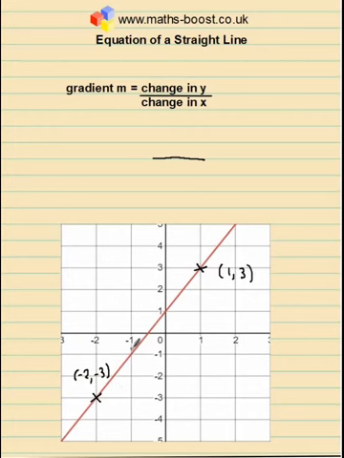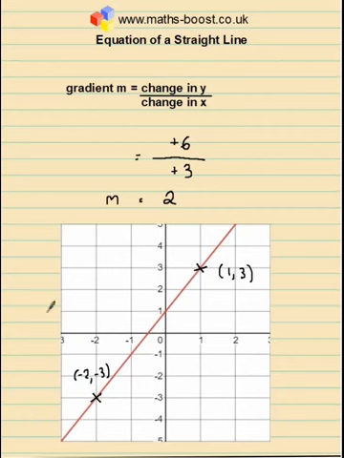Now, how much has the y value changed going from this point to this point? Well, the y value is minus 3, and it goes up to 3, so it's increased by 6. How much has the x value changed? Well, we've started at minus 2, and we've increased to 1, so we've increased by 3. And then for now, you can just put this into the calculator. You'll probably be able to do it in your head. Plus 6 divided by plus 3 gives us 2. So the gradient is 2.